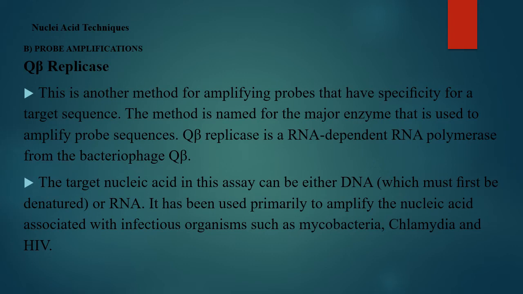And this is an RNA-dependent polymerase from the bacteriophage Q beta. The target nucleic acid in this assay can either be DNA, which must first be denatured, or RNA. It has been used primarily to amplify the nucleic acid associated with infectious organisms such as mycobacterium, chlamydia, and HIV. So Q beta replicase is used to determine the specificity for the target sequence.